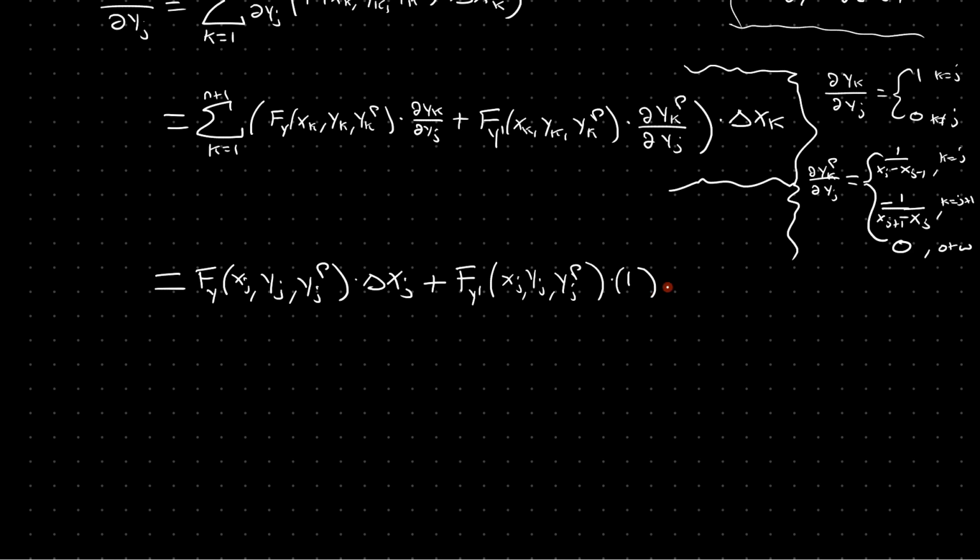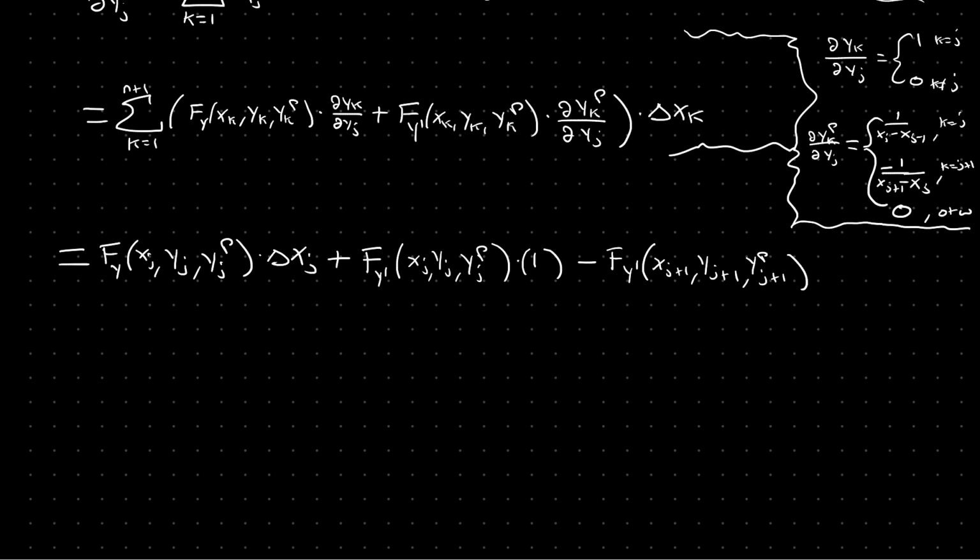And then we have minus, because this is negative, when k equals j plus 1, you have fy prime at xj plus 1, yj plus 1, yj plus 1 p. And this is times negative, because this is negative when k equals j plus 1. But just like before, you have 1 over delta xj plus 1, or xj plus 1 minus xj, times delta xj plus 1, because k equals j plus 1 here for this term. And these are the three terms that this sum reduces to under these assumptions.